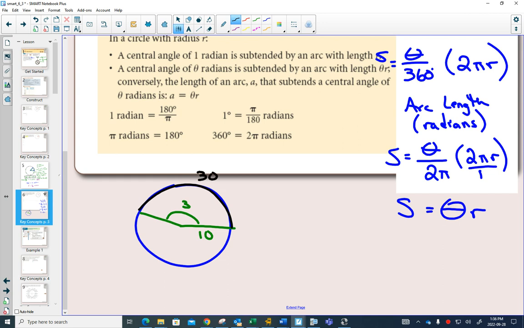Because 1 radian is 1 radius. So if this is 3, that would mean I'd have 1 radius of 10, then 2 radiuses of 10, then 3 radiuses of 10, and my arc length would be 30. The formula shows that arc length is equal to the angle in radians, and I said my angle was 3 radians, times my radius, which is 10, gives me 30.